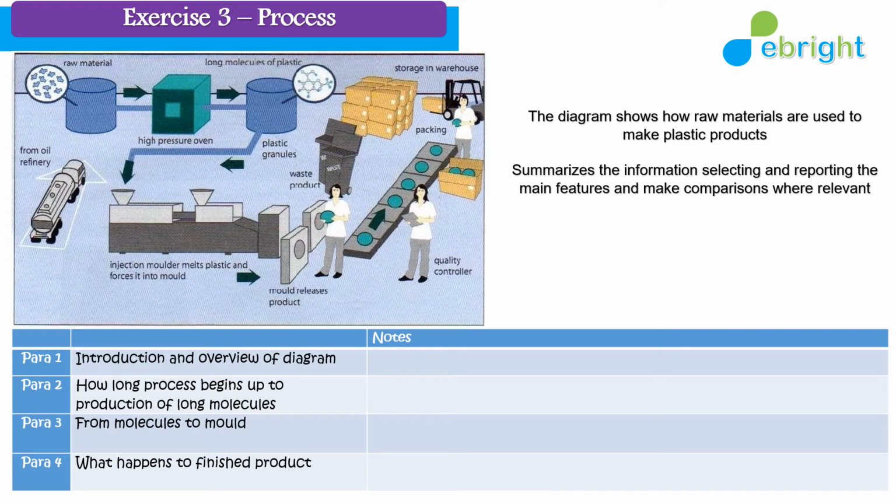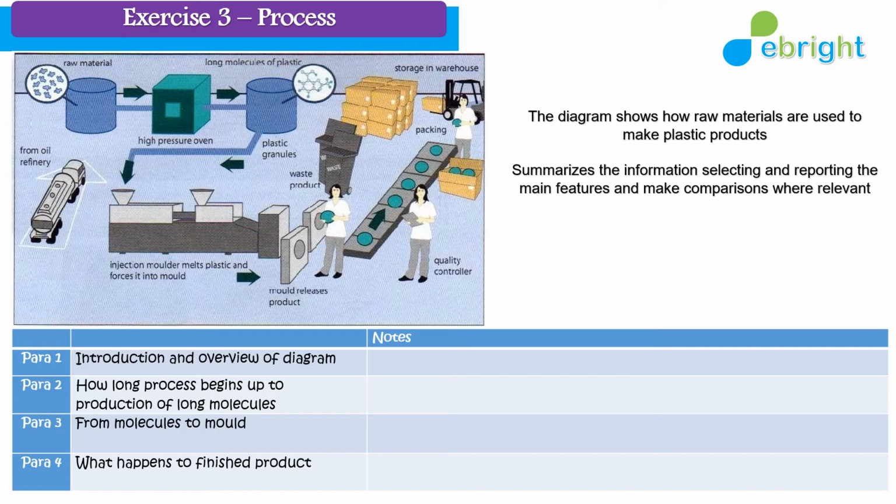Yes, let's see once again the instruction. The diagram shows how raw materials are used to make plastic products, summarize the information by selecting and reporting the main features, and make comparisons where relevant. We will rephrase those instructions and also rephrase the words in the flowchart. We have divided the text into 4 paragraphs with different topics over there. The first paragraph will talk about the introduction and overview of the diagram.